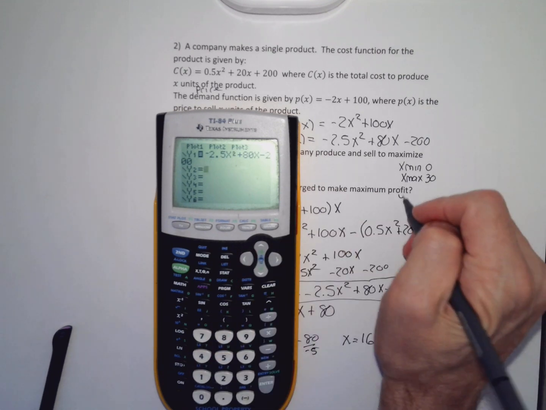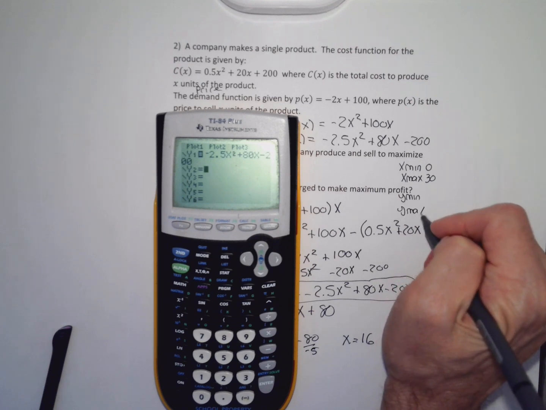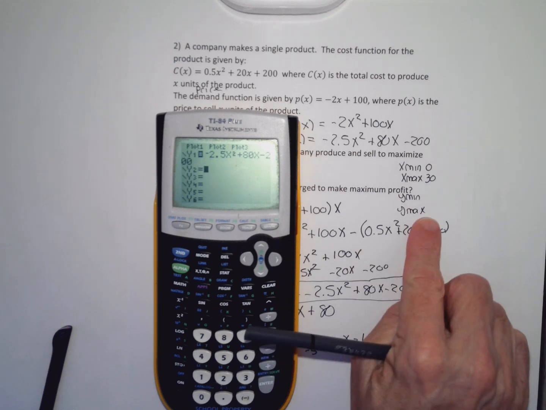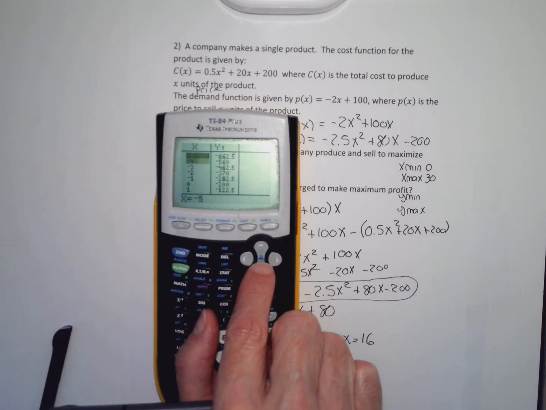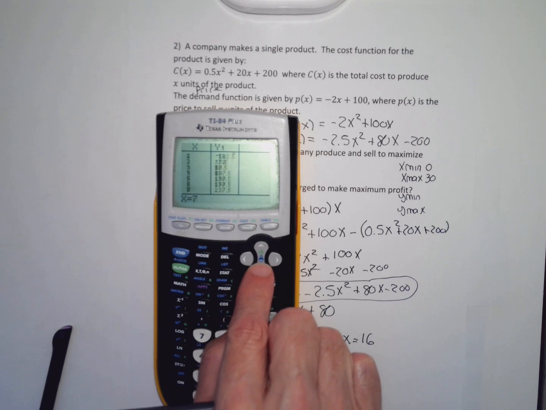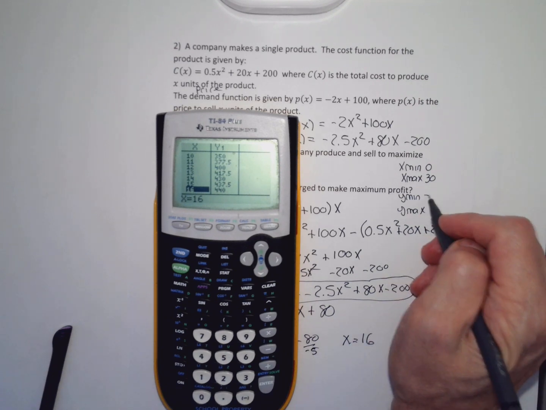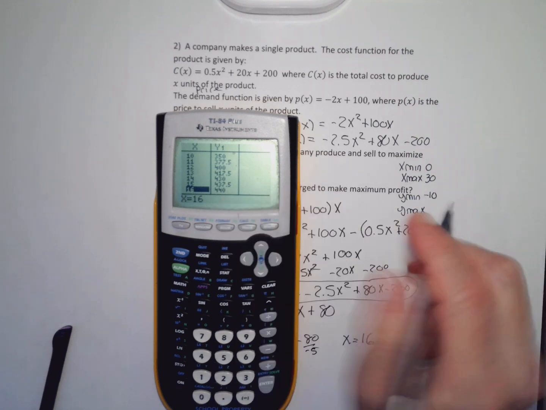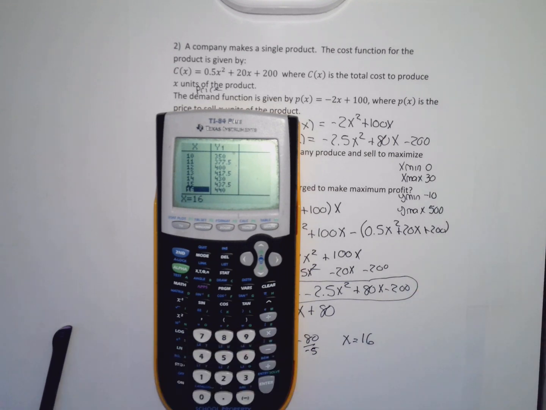And then for my y-mins and y-maxes, I'm going to peek at a table real quickly and look at the y-coordinate next to 16 to give an idea what my table needs to be. So I'm going to go second, table, and I'm going to scroll down till I find 16, because that's what I think the maximum profit is. That's 440. I don't care what my y-min is, but my y-max better be bigger than 440. I'm going to set my y-max at 500 just to get a picture that encompasses the entire parabola.